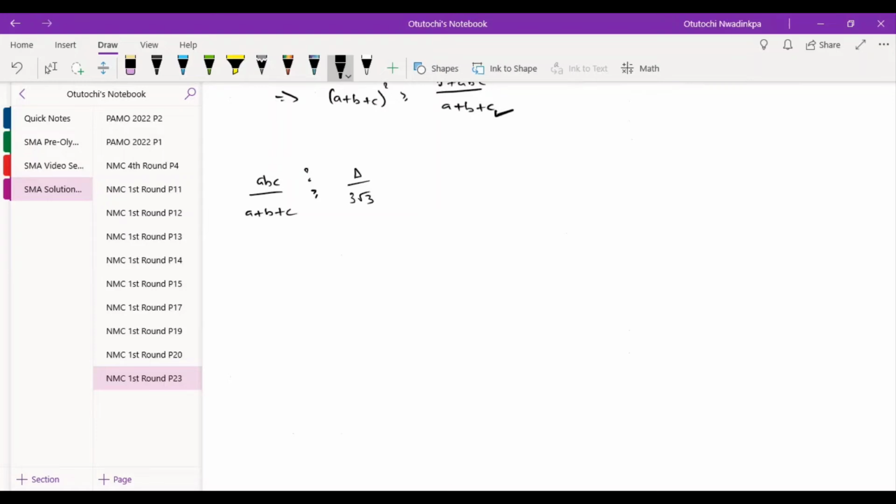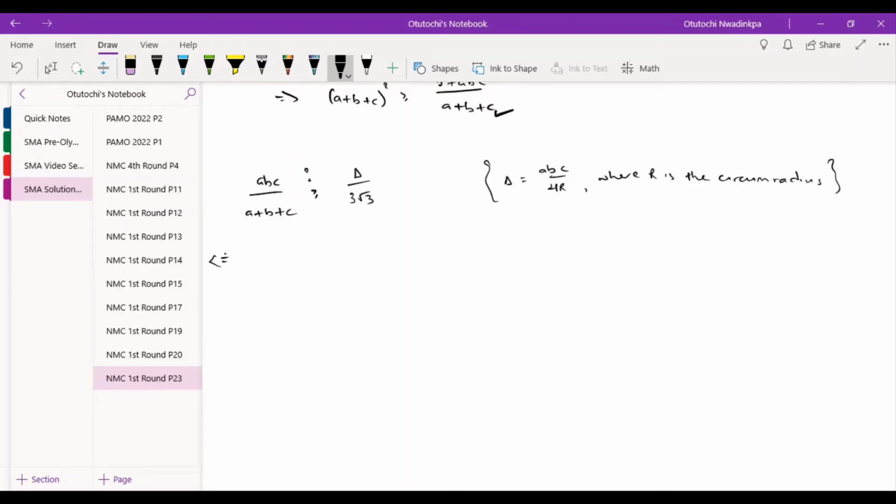So of course, again, we are working backwards. So we are going to use the fact that the area of a triangle is equal to abc over 4R, where R is the circumradius. Right, so we are going to use this fact.